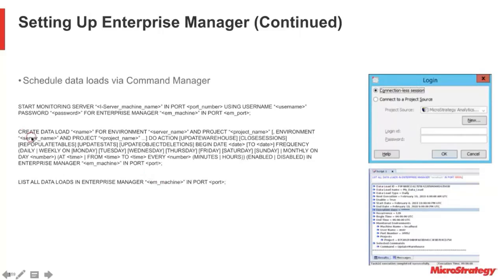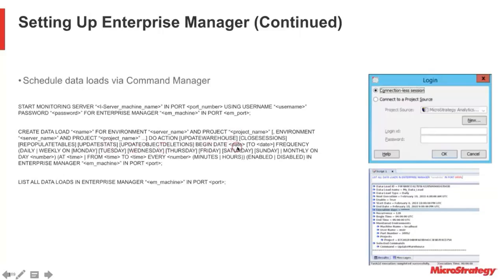So the default script just says create data load, and then we need to specify the name of the environment, then the server, and the project, in this case Enterprise Manager. Could be the environment name as well. And then some of these you actually eliminate, since there's a bit of duplicate, unless you wanted to say this project and that project, then we can go ahead and grab them. So it could be multiple ones. And then the action that we want to perform: update warehouse, repopulate. You choose one of these, not all of them.